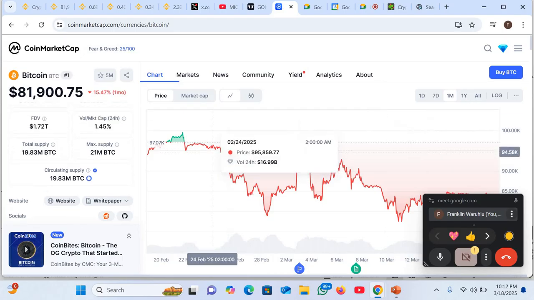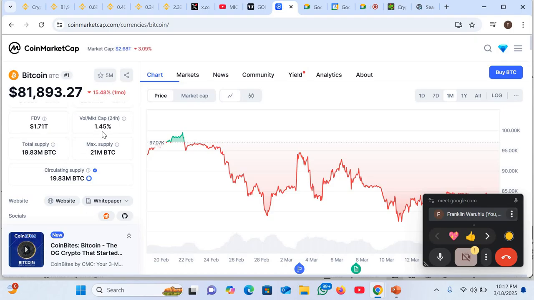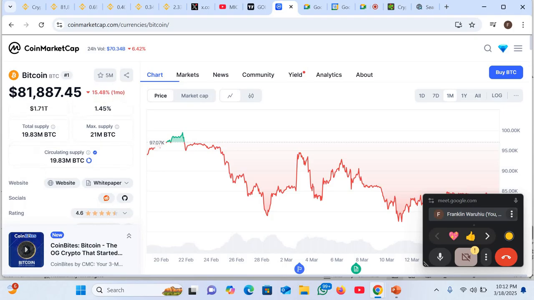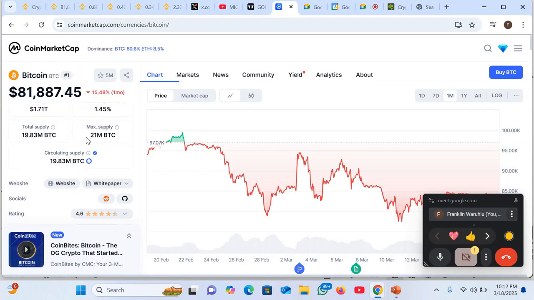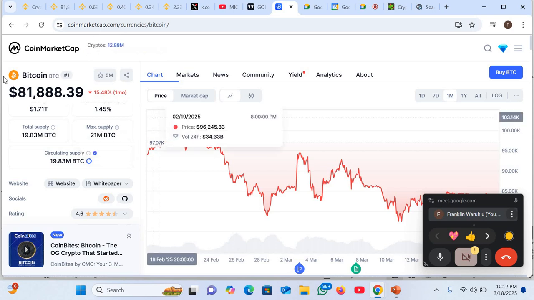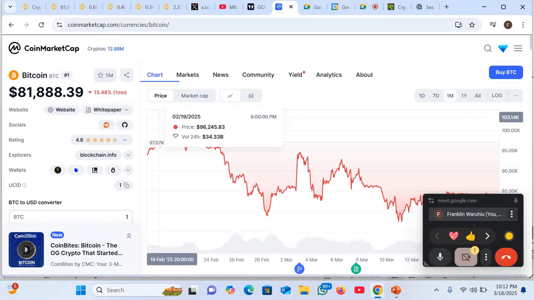So when you open Bitcoin, in this case, you are able to see that the total volume of Bitcoin in the last 24 hours has increased by 1.48%. And the total supply, I've already mentioned that, is at 19.8, but the maximum supply that will always exist is at around 21 million Bitcoins.